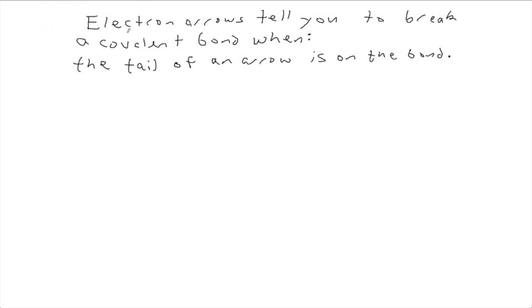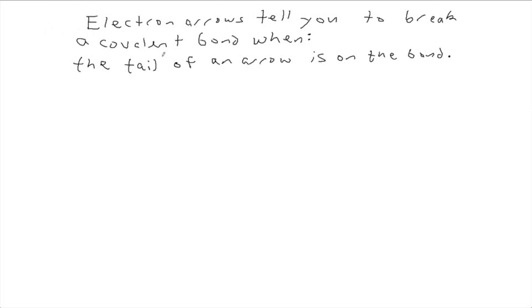It's a very simple rule. You break a bond whenever the tail of an arrow is on the bond. I think this is pretty intuitive. You break the bond whenever the tail of an arrow is on the bond. Tell me when you have that in your notes. Okay, I got that.